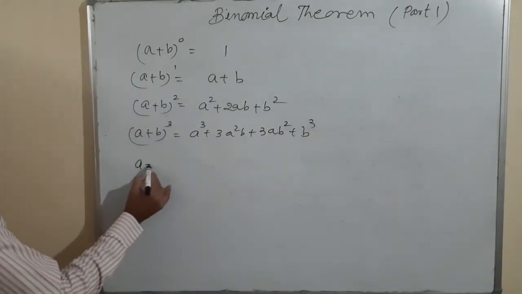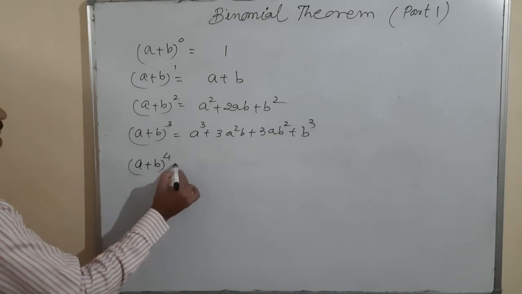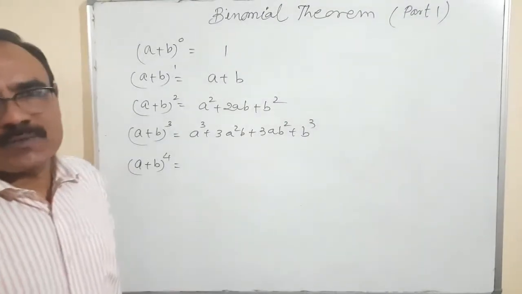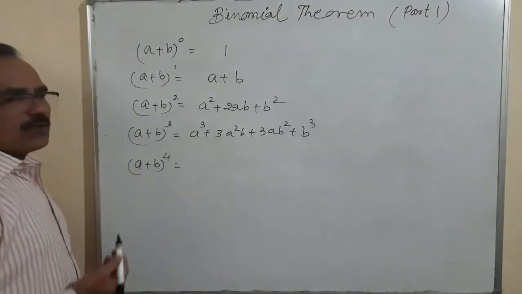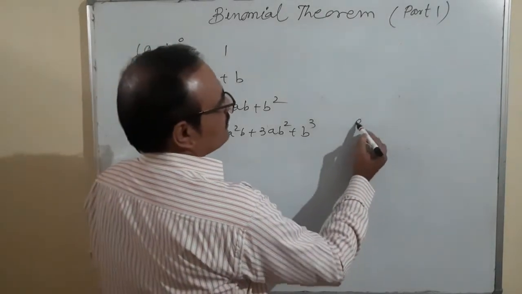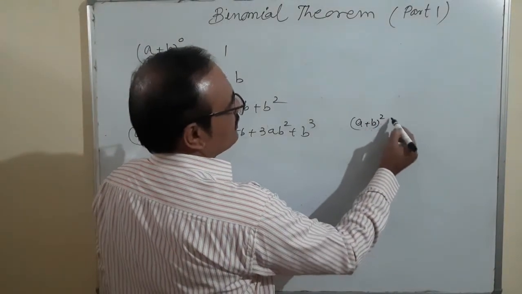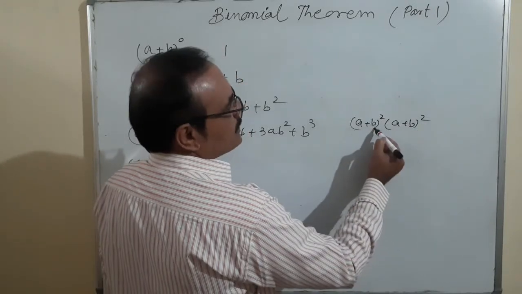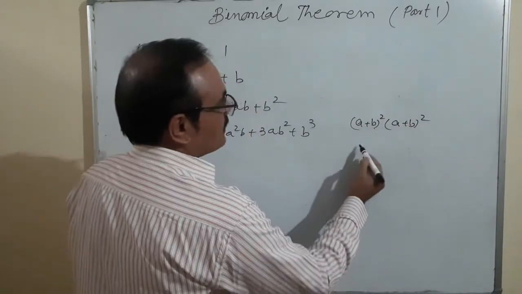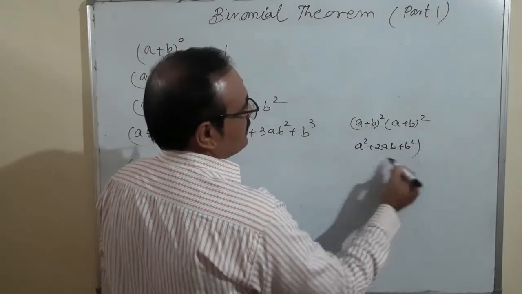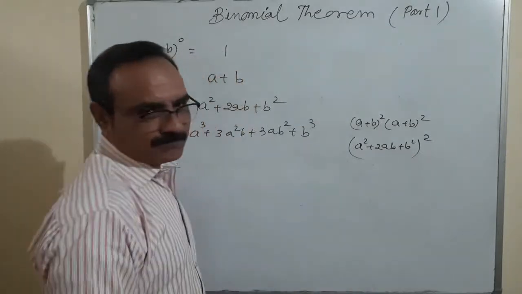When I use the term (a + b) to the power 4, by the way, we don't know the identity, but we can solve this term by using (a + b) whole square multiplied by (a + b) whole square. So (a + b) whole square is a square plus 2ab plus b square, multiplied by a square plus 2ab plus b square, and when I write its whole square.